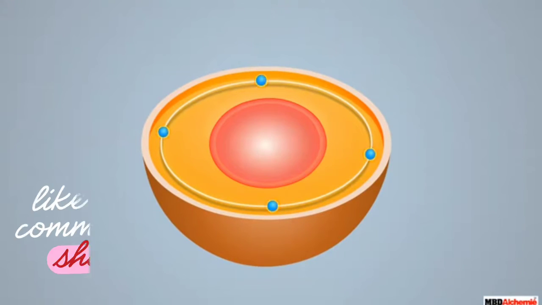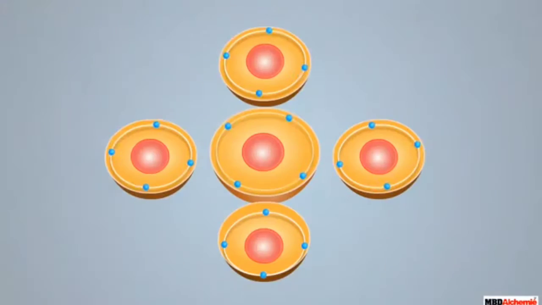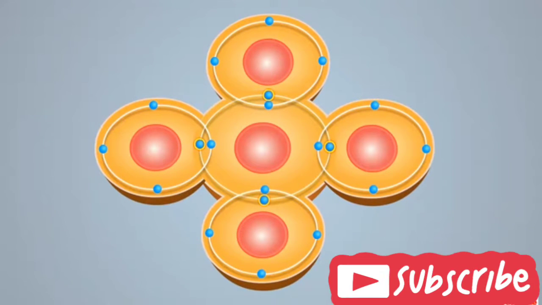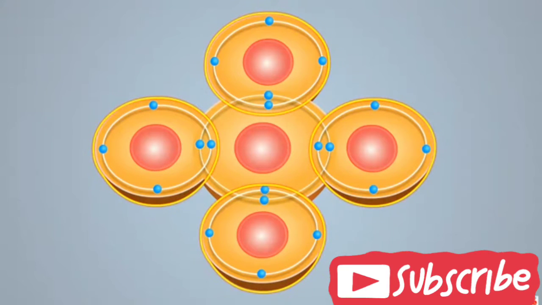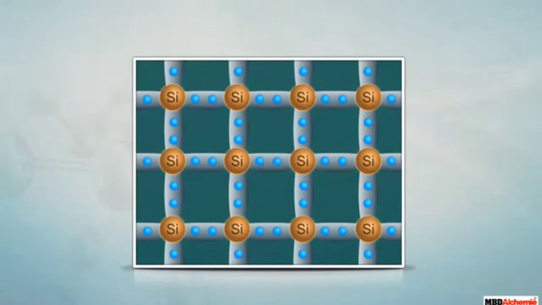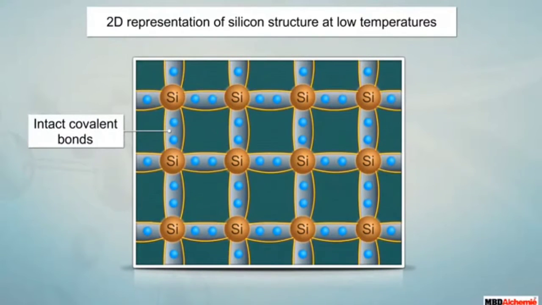We know that each silicon atom has 4 valence electrons. In its crystalline structure, every silicon atom shares one of its 4 valence electrons with each of its 4 nearest neighboring atoms and also takes a share of 1 electron from each of its neighbors. These shared electron pairs form covalent bonds. The figure schematically shows the 2-dimensional representation of a silicon structure at low temperatures. It shows an idealized picture in which all the covalent bonds are intact.